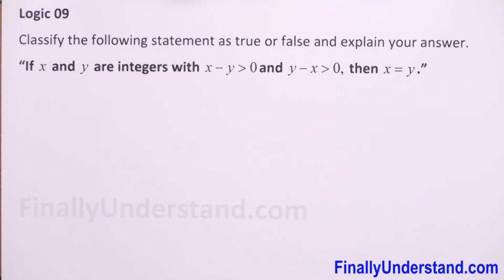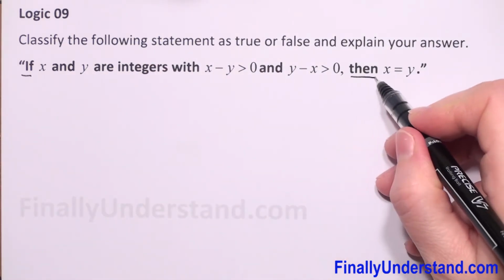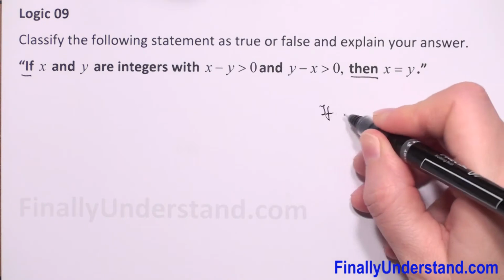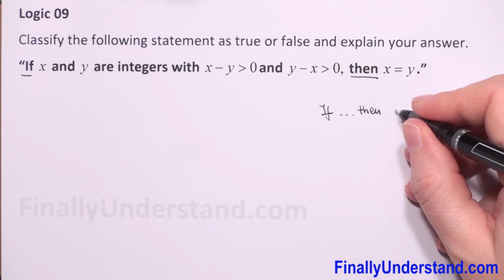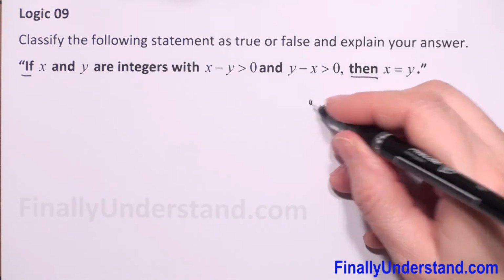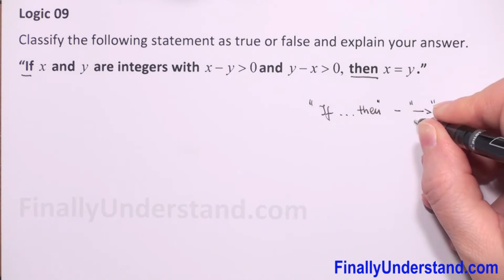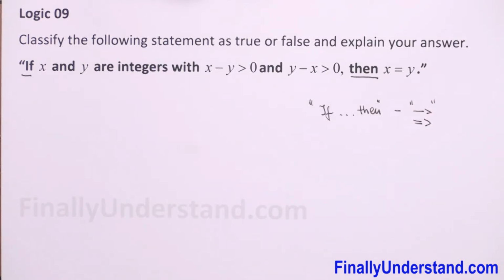First, we have the words "if" and "then". "If" means we have an implication here. For implication, when we have "if ... then", we use the symbol like this, or sometimes we have a double line with an arrow at the end.